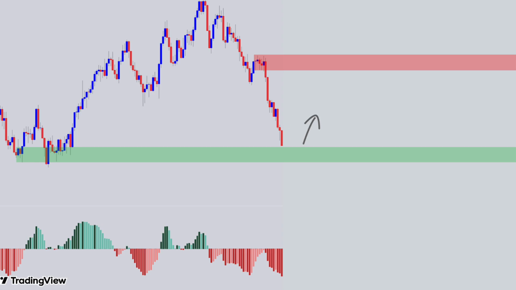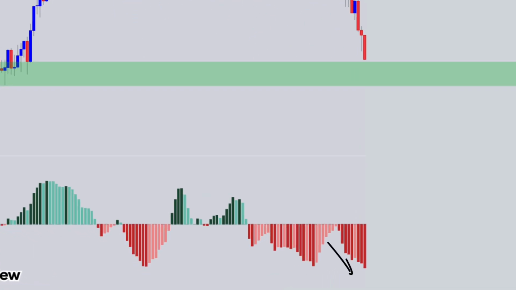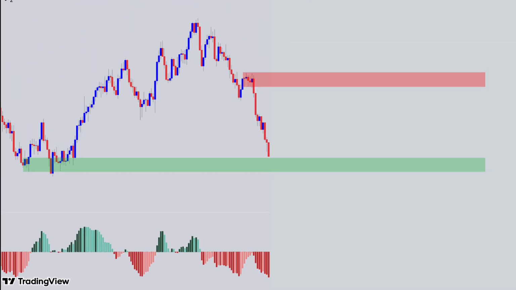The histogram's bars are like a story unfolding before your eyes. When you see the histogram bars getting bigger and bigger, it means there's strong momentum. When you see the histogram bars getting bigger and bigger, it's like a sign that there's a lot of selling pressure, and it might be a good time to think about going up. It might seem a little counterintuitive, but when you see a big drop, it's a sign that a reversal might be coming. So this could be a great time to go long.